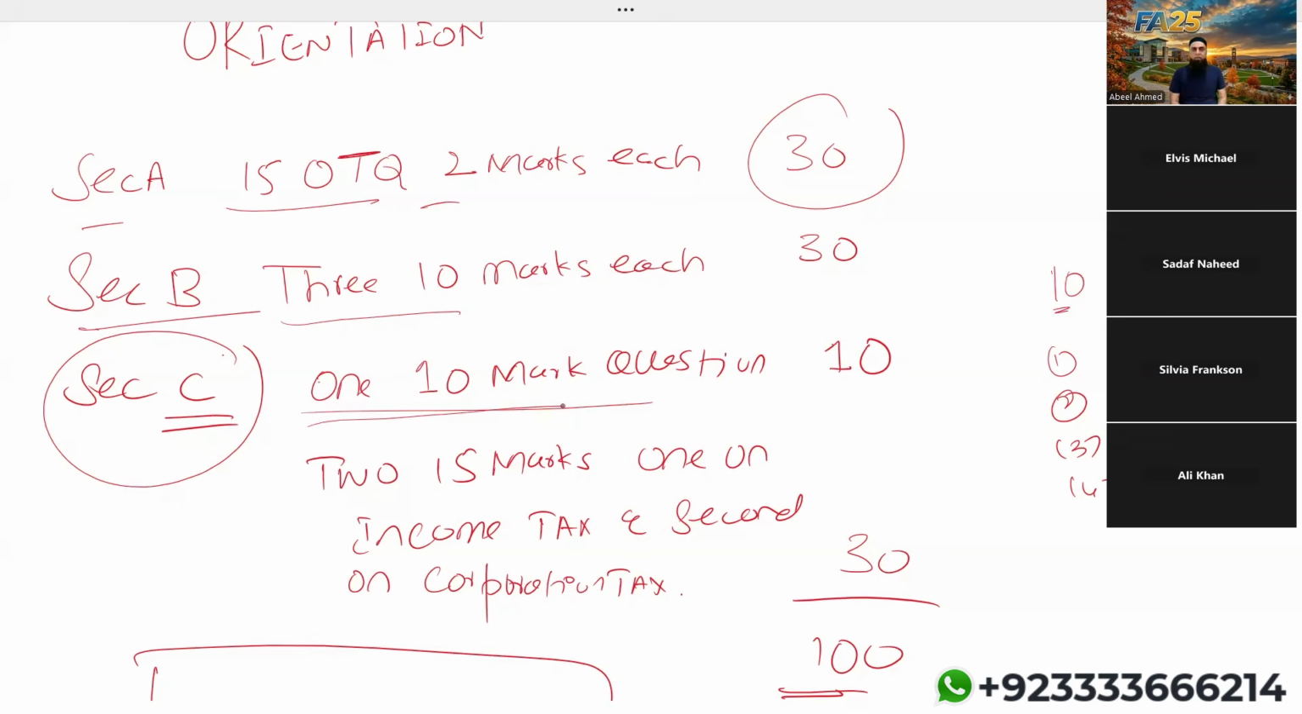Most of the time, I would say this 10 marks question is on tax planning. But once you have seen all of my lectures, this 10 marks question cannot disturb you. It will never disturb you.